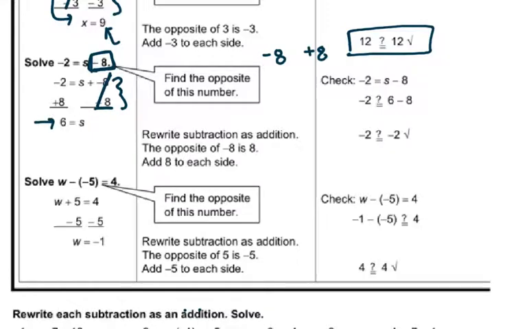So let's check ourselves. If we plug it back into the original problem, are we going to get what it is equal to? So negative 2 equals s minus 8. Negative 2 equals, we got 6 for s, so let's plug that in here. Negative 2 equals 6 minus 8. Well, is that true? What is 6 minus 8? Positive 6 minus positive 8 equals negative 2. So yes, that works. So we know that we have the correct answer that way.